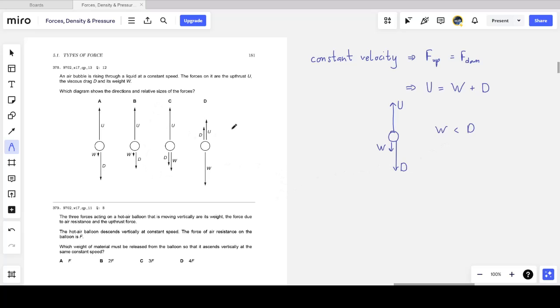Using your rulers, you can see which this corresponds with. This corresponds with option A. Small weight, relatively high drag, add those two together, you get the same magnitude as the upward pointing arrow for the upthrust, and that corresponds to option A. And so your correct answer here would be A. So remember, when forces are balanced, then an object will move at constant speed, and that can tell us the sizes of the arrows for the forces if we draw a free body diagram for the object.